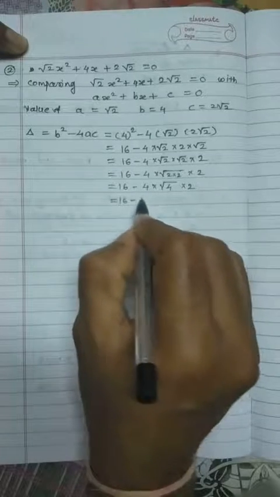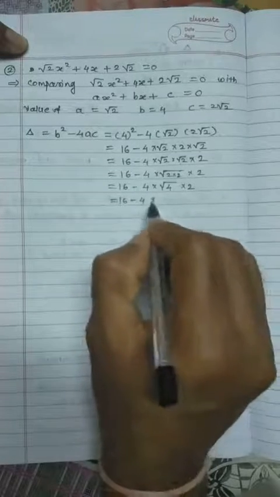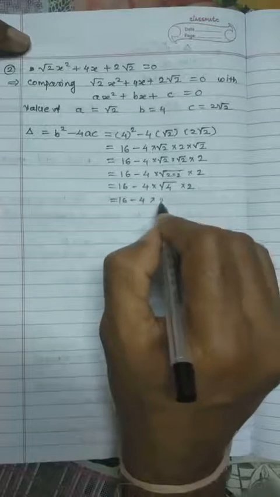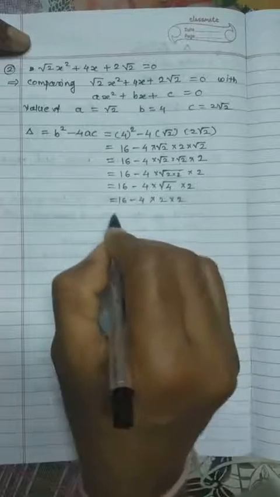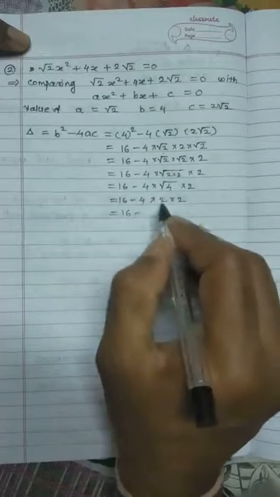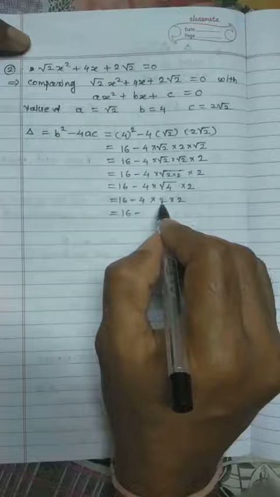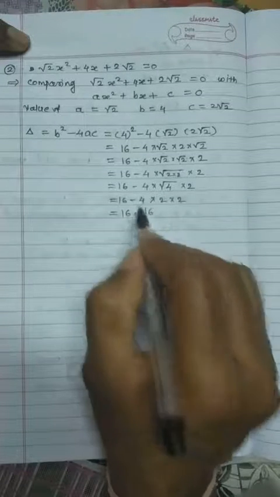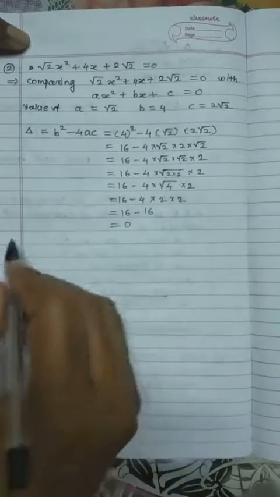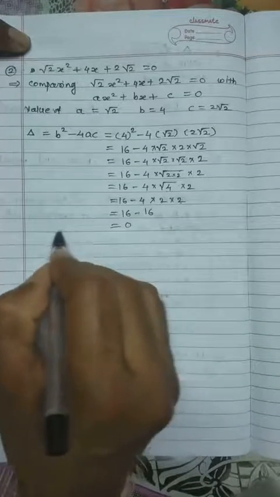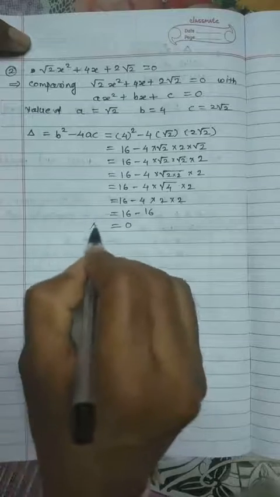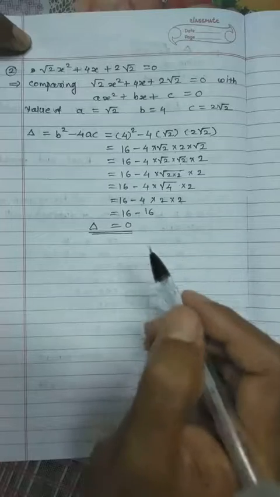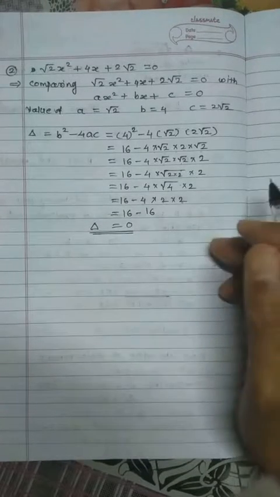Then 16 minus 4. This is a complete square number, meaning 2 into 2. Then 16 into 2 into 2. 2 2s are 4 and 4 4s are 16, and this minus sign. Therefore 16 minus 16 is 0, meaning delta is equal to how much? 0. In this way this example is finished.